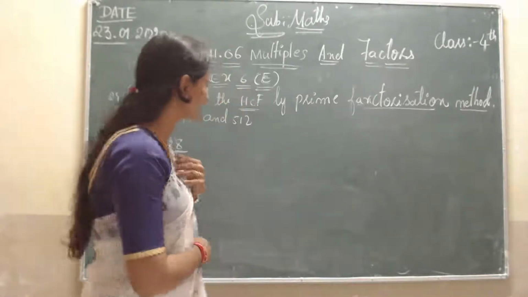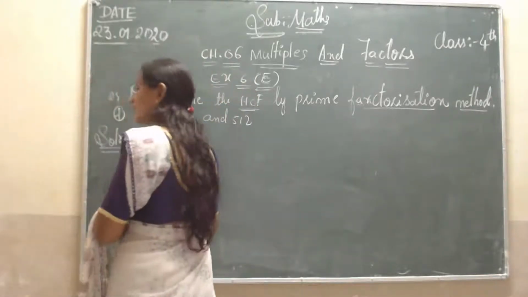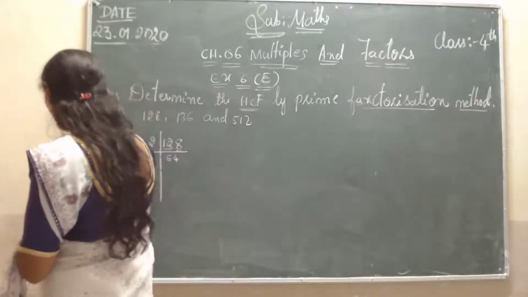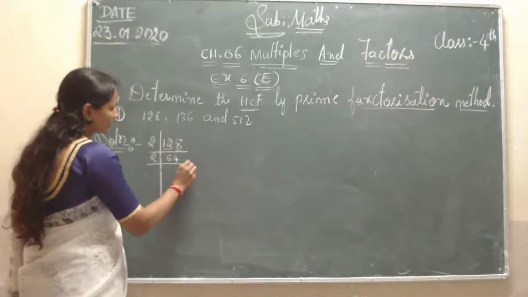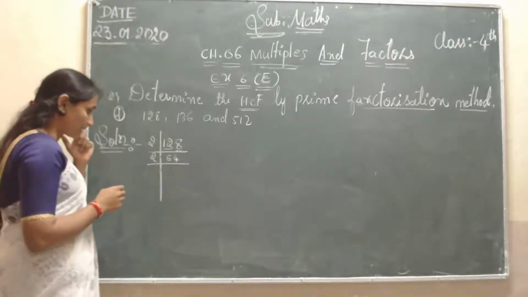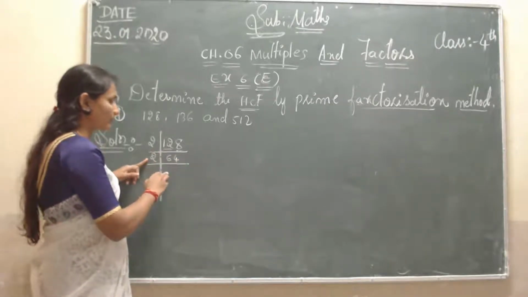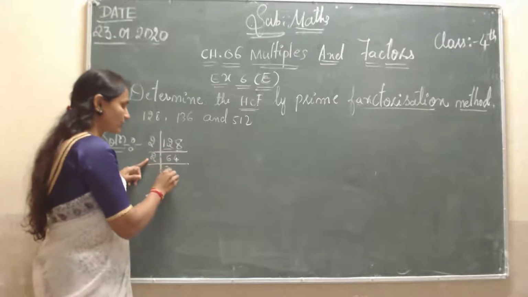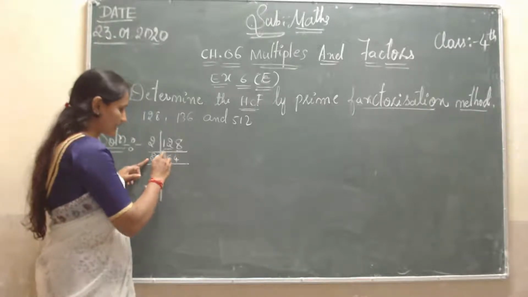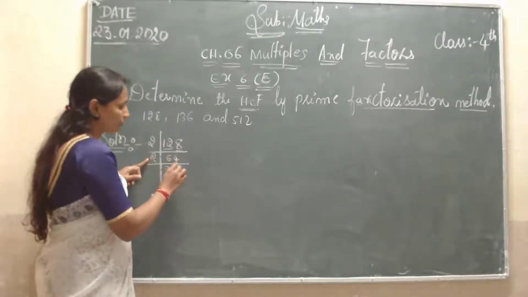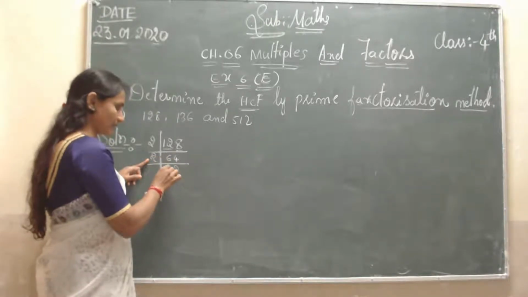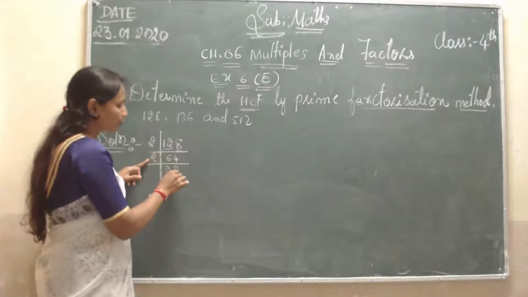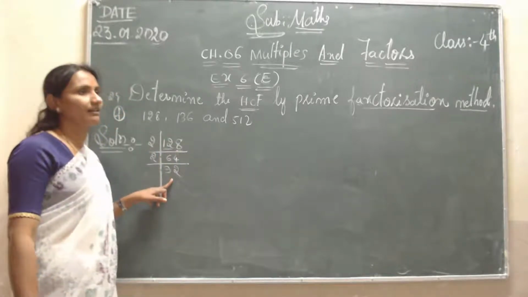So 64 is also an even number, so students, you have to divide by the same number again. 2 threes are 6, 2 twos are 4. We get the quotient 32.